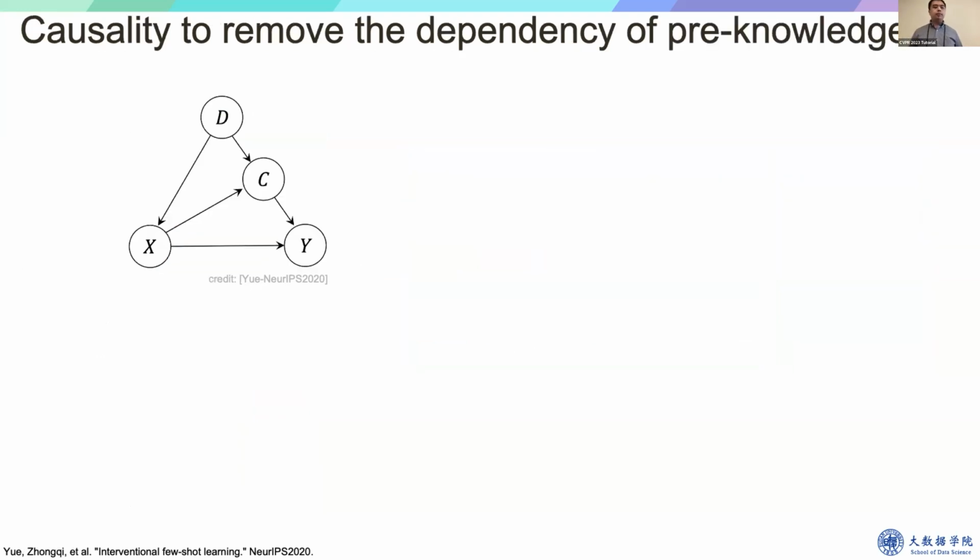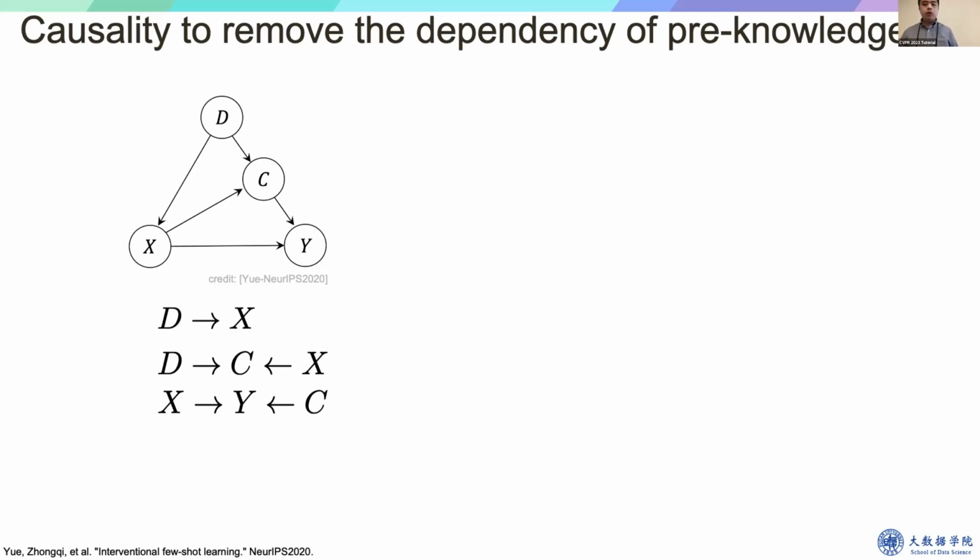To solve this problem, they construct a structural causal model to formulate the dependency of few-shot learning. The prior knowledge D influences the feature representation X, and both of them will influence C, which is the transformed representation of X, usually in a low-dimensional manifold. And the classification effect Y, like the probability logits, is determined by X and C.